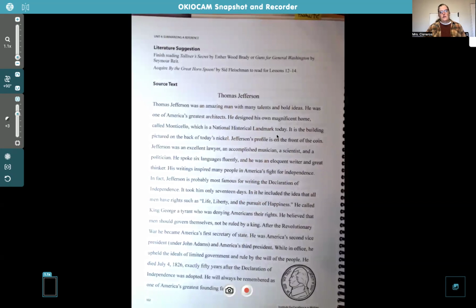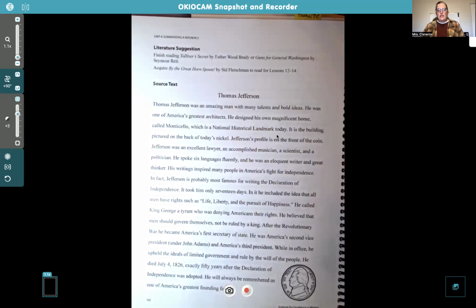Jefferson was an excellent lawyer, an accomplished musician, a scientist, and a politician. He spoke 6 languages fluently, and he was an eloquent writer and great thinker. His writings inspired many people in America's fight for independence. In fact, Jefferson is probably most famous for writing the Declaration of Independence. It took him only 17 days.